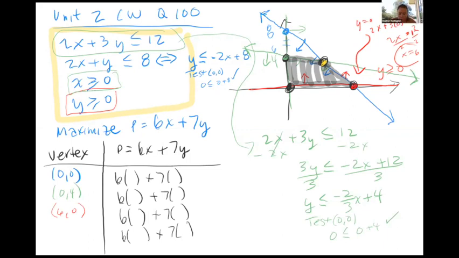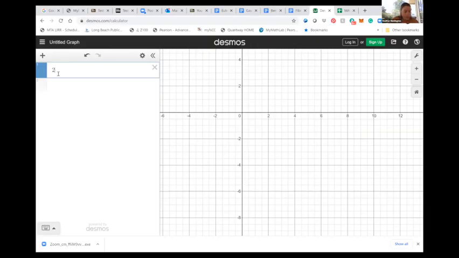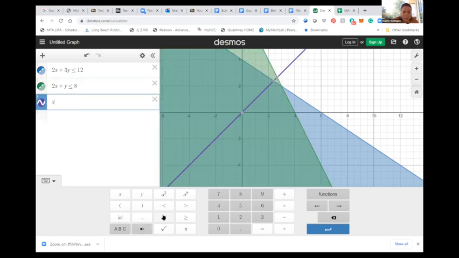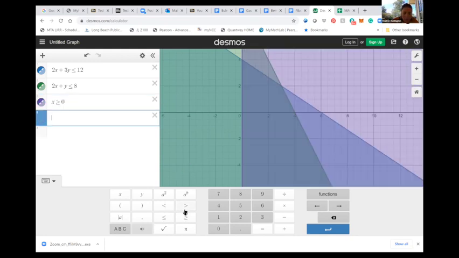You can solve that by solving systems. I'm going to share my screen and do it with Desmos. 2x plus 3y is less than or equal to 12, 2x plus y less than or equal to 8, and then x is greater than or equal to 0, and y is greater than or equal to 0.